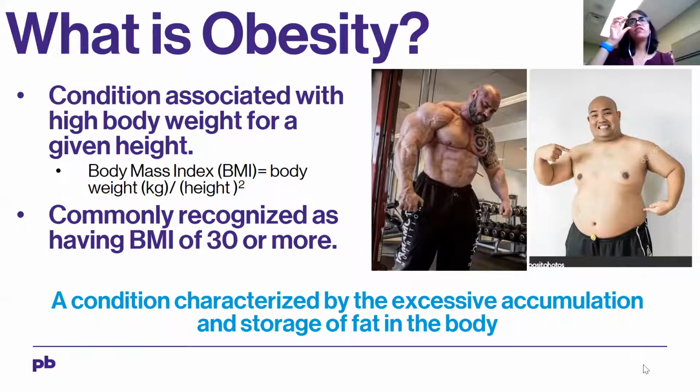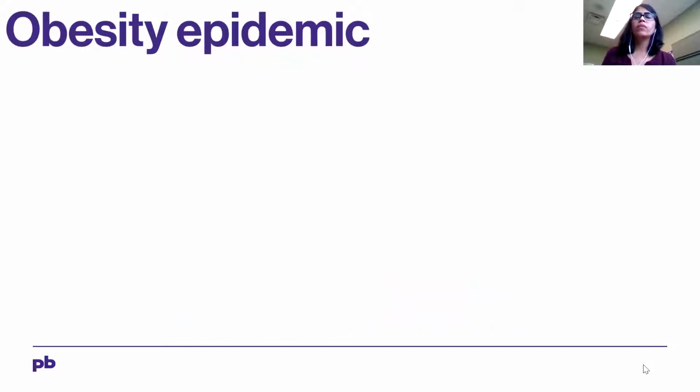So now that we have defined what obesity is really about, let's think about why it is a problem. Well, obesity is a problem because it is epidemic. Next, I'm going to click and show you some maps showing how the obesity epidemic has progressed over the years.